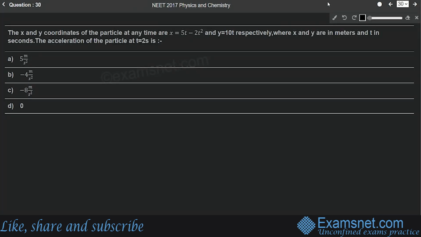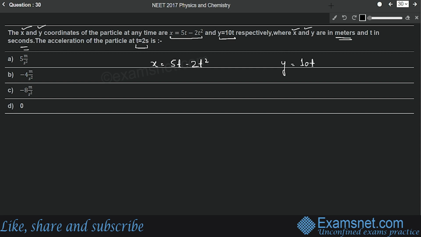Now question number 30 is from motion in a plane, and the question is, the x and y coordinates of a particle at any time are x equals to 5t minus 2t square and y equals to 10t respectively, where x and y are in meters and t is in seconds. The acceleration of the particle at t equals to 2 seconds is, okay, so the position of the particle is given, the x coordinate is given as 5t minus 2t square and the y coordinate is given as 10t.